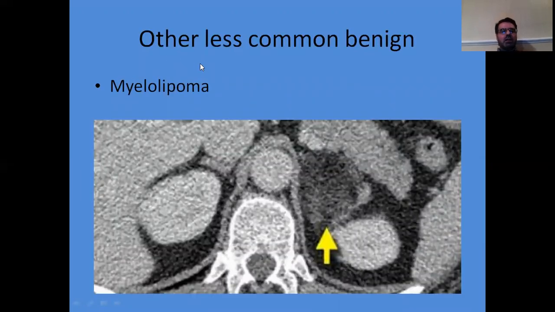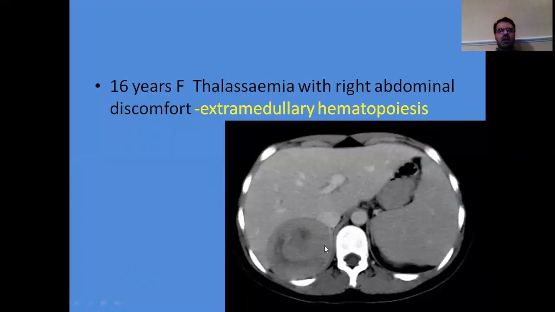Other less common benign lesions, such as myelolipoma, examples. This is a left-sided myelolipoma. This is right-sided extramedullary hematopoiesis, low-density central areas of fluid density with a clue of splenomegaly and history of thalassemia.